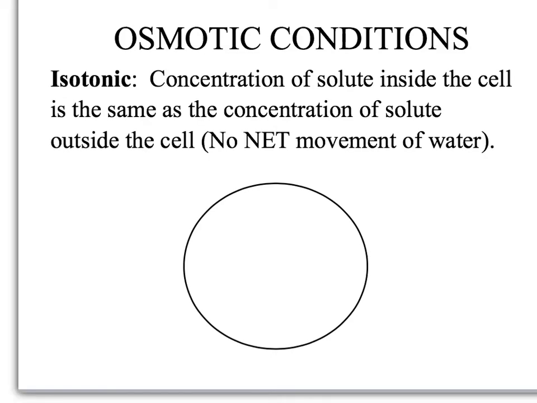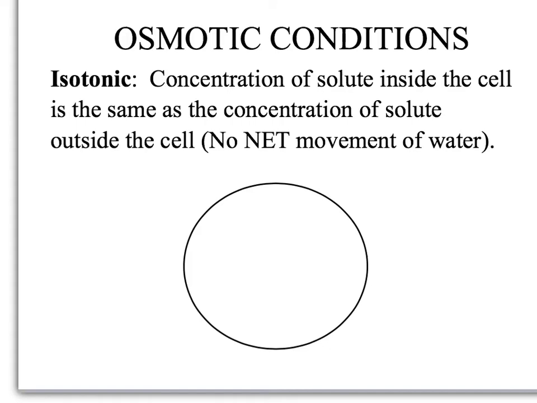So there are three different osmotic conditions that can occur, and remember, osmosis is the movement of water from an area of high concentration of water to an area of low concentration of water. So we're going to look at how those different areas of concentration can affect the movement of water in specific situations. And these specific situations are these osmotic conditions.